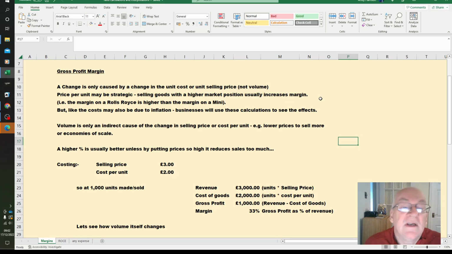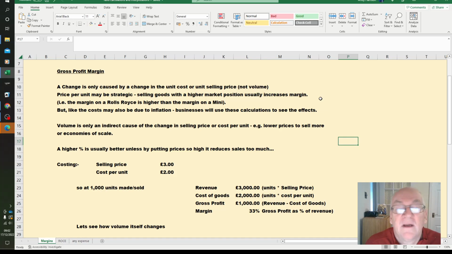So a change in the gross profit margin is only caused by a change in the unit cost or the unit selling price. Maybe a strategic decision, so selling goods with a higher market position usually increases the margin, if we manage to go up market. So we were a discounter, now we're mainstream or elitist goods. And you'd expect to see the margin on a Rolls Royce being higher than the margin on a Mini.